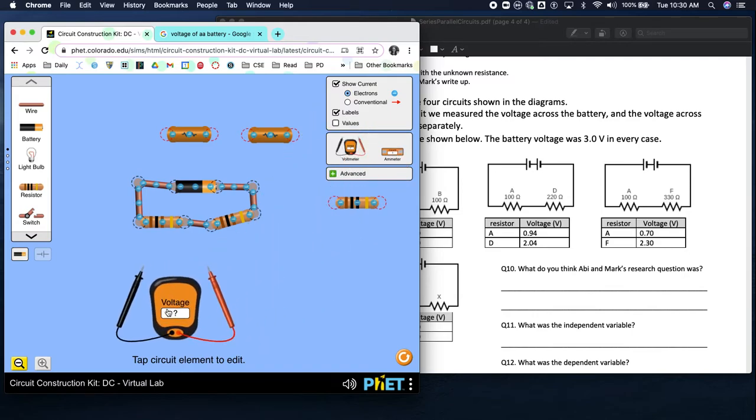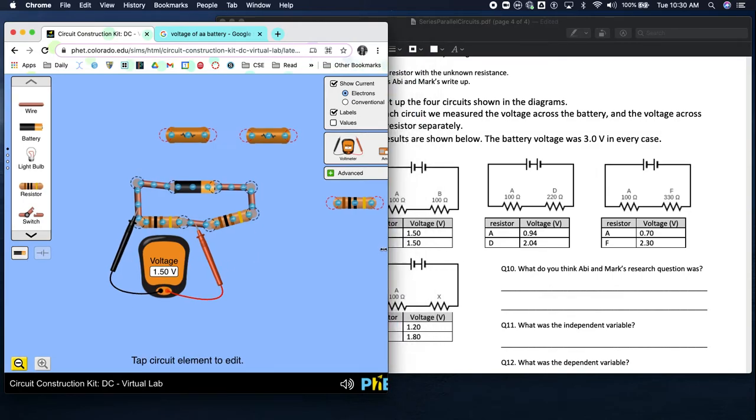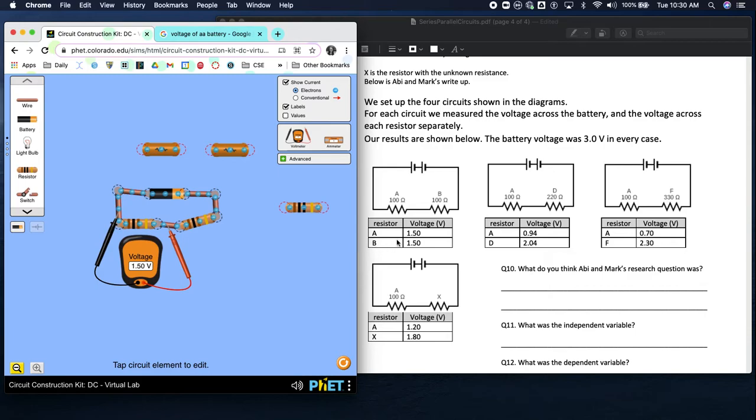Now I need my voltmeter. Okay, I am testing. We have 1.5 volts here, which is what we got for resistor A. All right, that's what they got. Good. Now we're going to test this one. 1.5 volts. Okay, so far so good. Now we are testing it with A is going to stay the same.